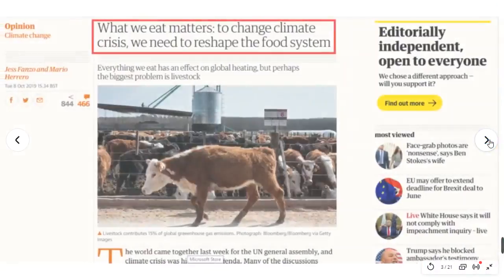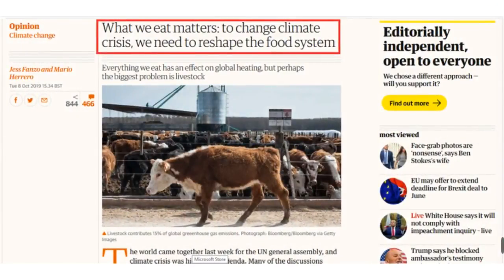In this question, you are expected to be able to find meaning in the text through its title. Find what is the topic of the text. For example, let's see this opinion column in an online newspaper. "What we eat matters. To change climate crisis, we need to reshape the food system." Here is the title of the text, and by seeing the title as well as the picture, it gives you a clue of what this text is talking about.